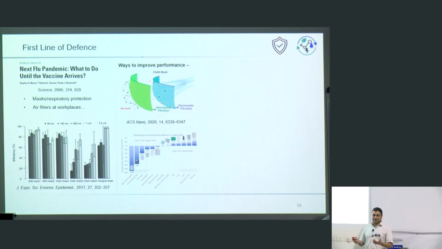But if you look at the available choices of cloth materials in our home or in our wardrobe, we cannot start using everything because some of them are going to compromise on breathability. So if we start wearing silk, we are not going to breathe. We are going to struggle to breathe. So cotton is of course the favorite choice. It's a good breathable material.